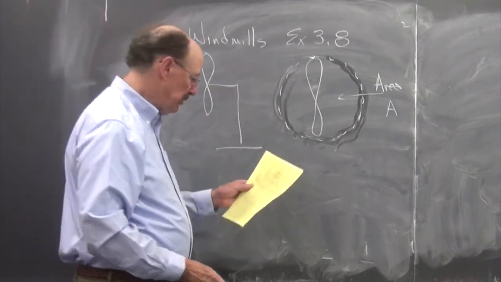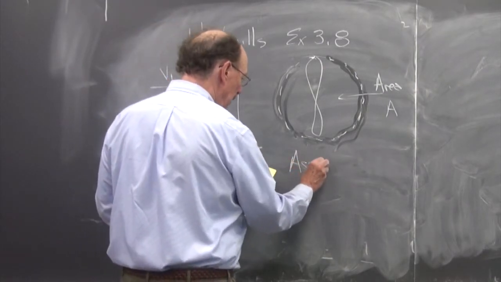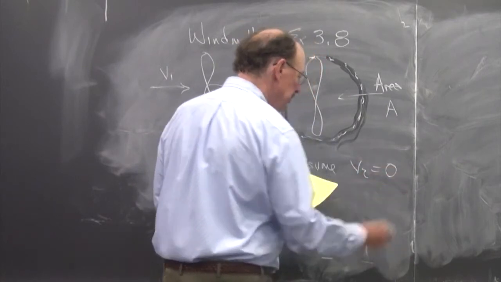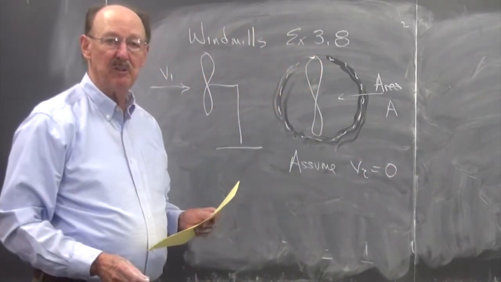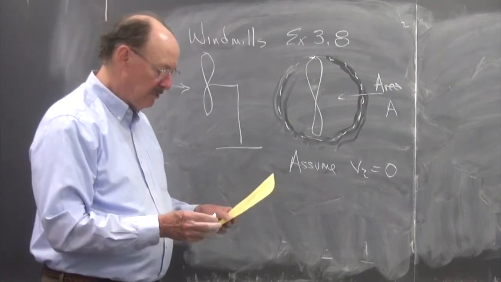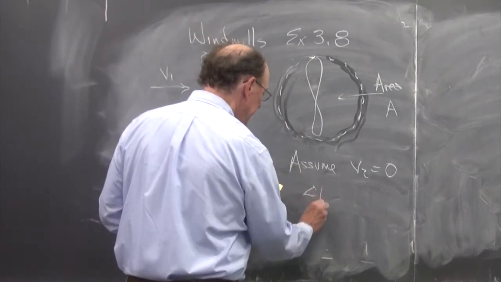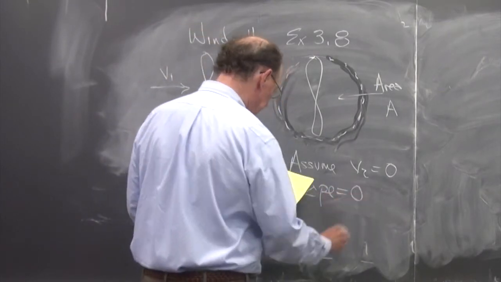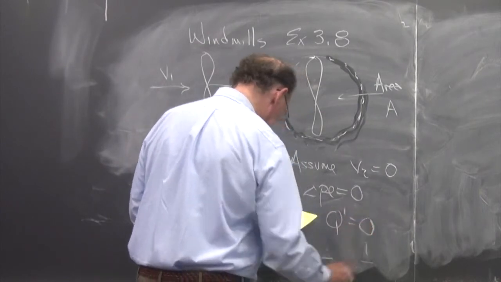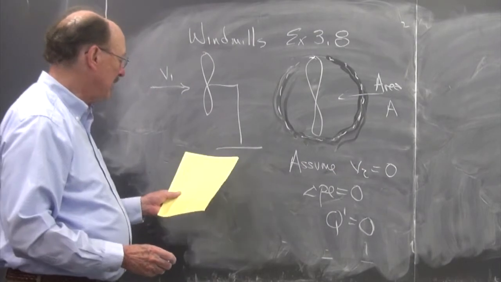And what we're going to do is assume that V2 is equal to 0. So the velocity leaving is 0. This is not the case, and we'll talk about that at the end, as to how to determine that. We're also going to say that the change of potential energy is 0, and that the heat flow is 0. And we have some other things that we're going to talk about.